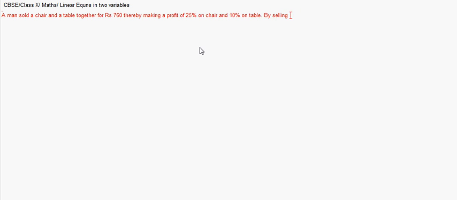By selling them together for rupees 767.50, he would have made a profit of 10% on the chair and 25% on the table. Find the cost price of each.